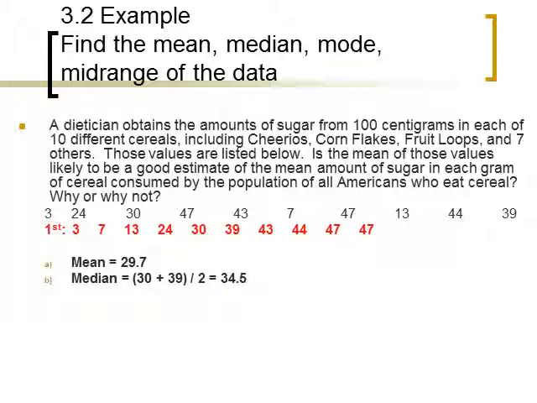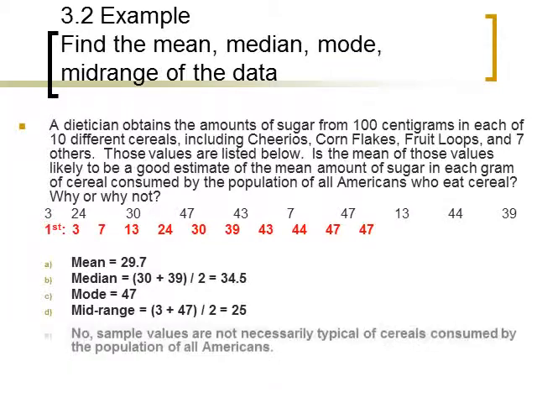To find the median, we're going to find the middle of the numbers. And so since they're written in order and we have an even set of numbers here, the median is going to fall between 30 and 39. So to find the value when it's between two numbers, we add them up and divide by 2. So 30 plus 39 is 69, and 69 divided by 2 is 34.5. The mode is 47 because that's the number that repeats most often. It repeats twice. And the mid-range, we take the low number 3 and the high number 47, we add that up and divide by 2. So 3 plus 47 is 50. And divide that by 2, and you get exactly 25.